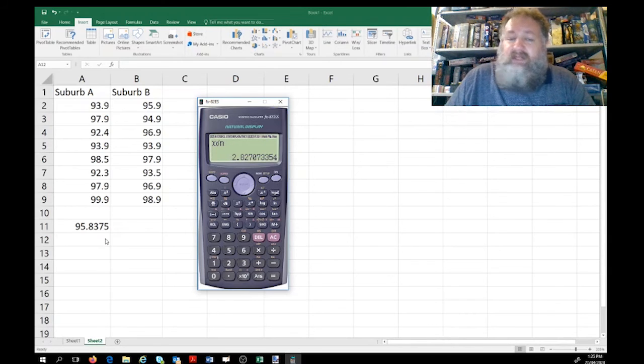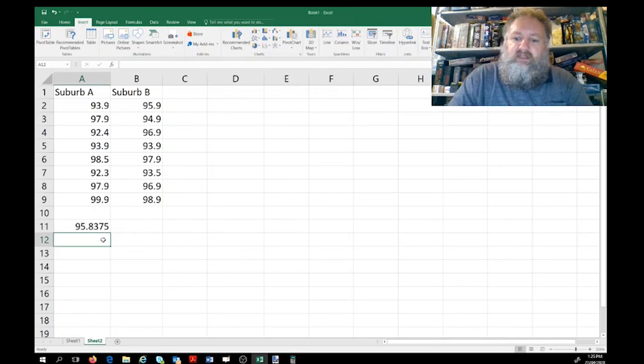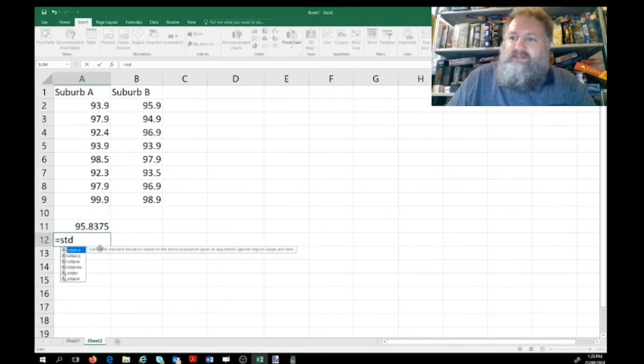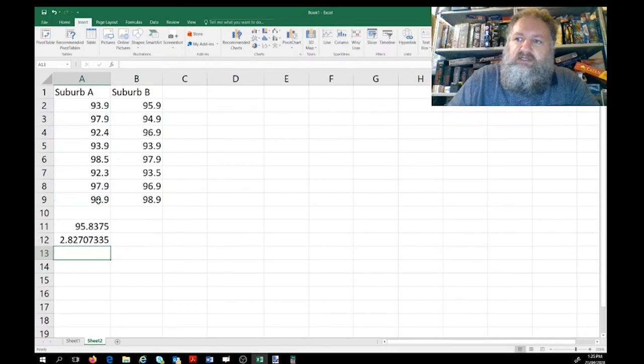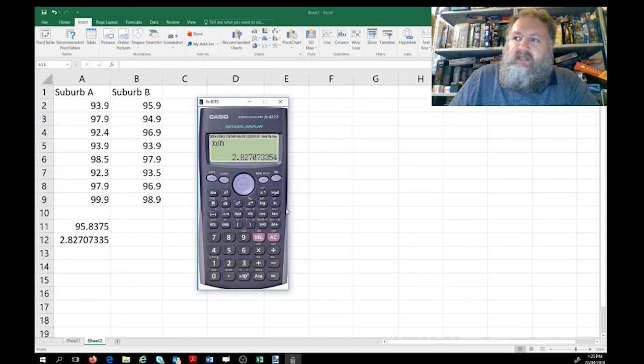Okay, so we can do that in Excel as well. Let me show you. If you type in equals STD, you'll see there's a .P and there's a .S. Well, .S represents the sample, and .P represents the whole population, which is what we have. So if we select this whole population and hit enter, it will spit out the standard deviation, which is exactly the same as what our calculator would do.